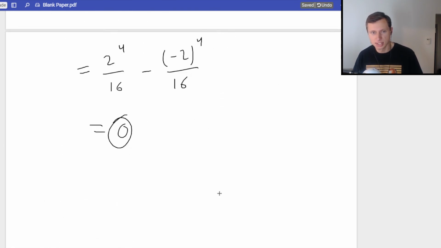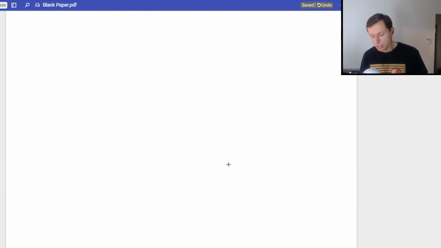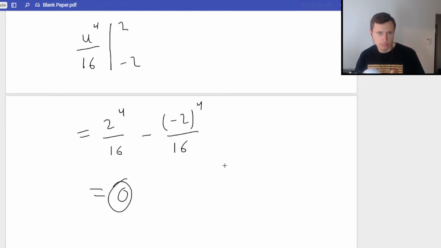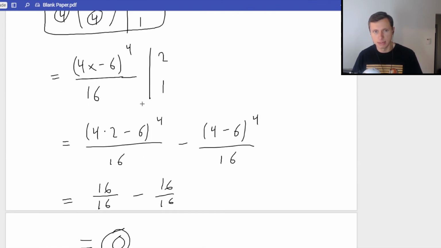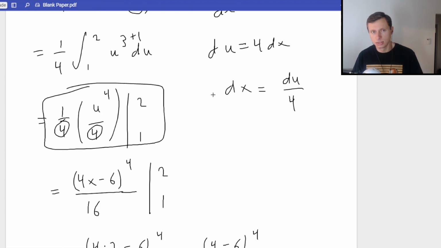Any other questions? So now I have one question. Go for it. So when we plug back in our u, like for the first example, our u is 4x minus 6. So when you plug that in, why did you raise it to the 4th power instead of the 3rd? Like, where did the cube go? It's because that was before we took the integral. Once we take the integral, you add 1 to the power.